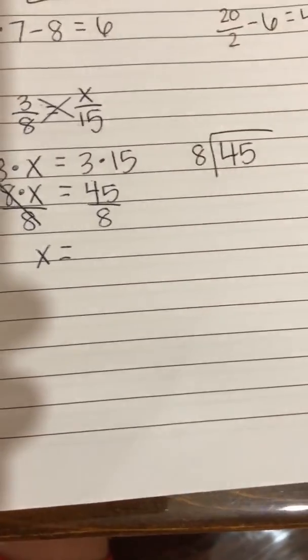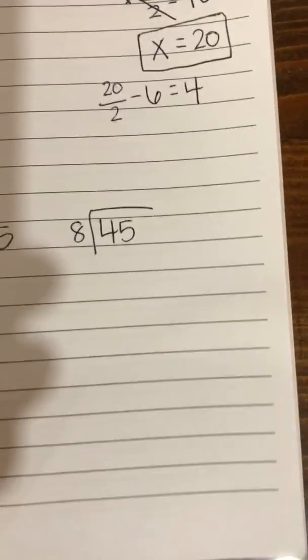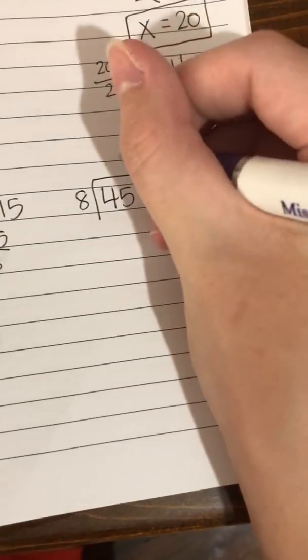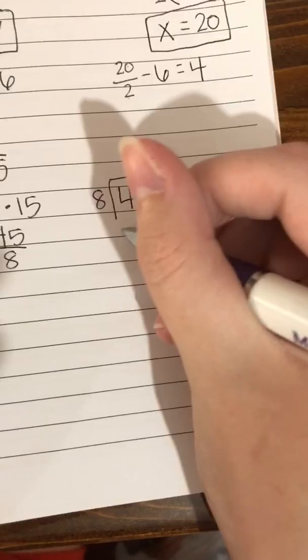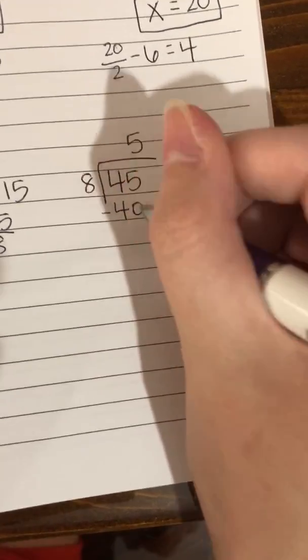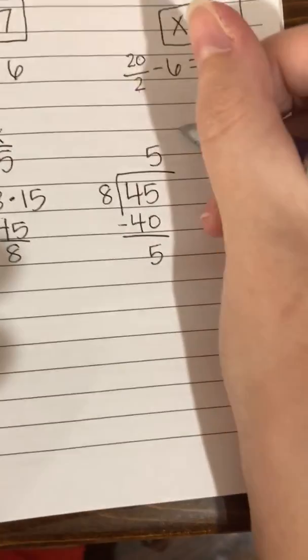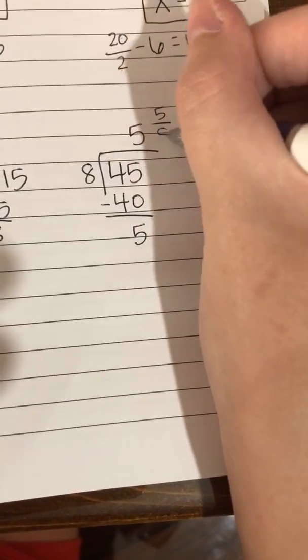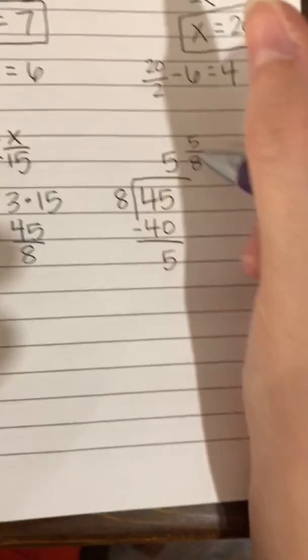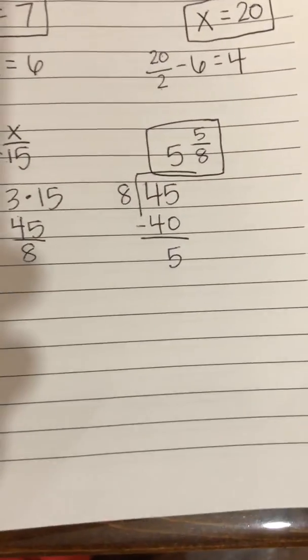45 divided by 8. 8 will go into 45 5 times. 8 times 5 is 40. So I have 5 left over. 5 and 5/8 is my answer to 20. 5 5/8.